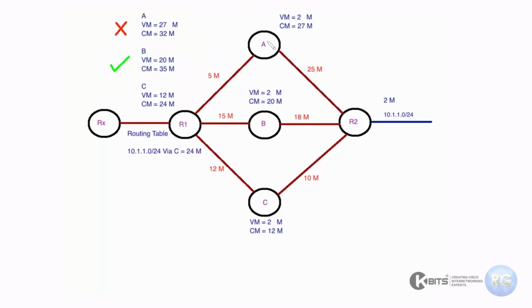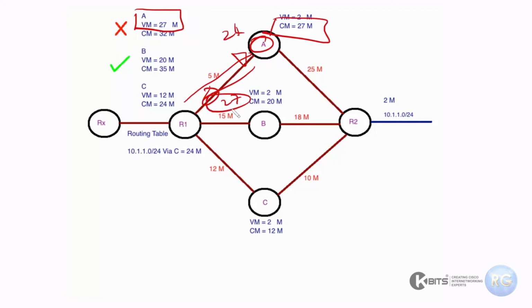The reason I'm saying that, let's take a look at A now. Is there a chance that A, whose vector metric is 27, that means his cost is 27? He might. I'm not saying he's doing it. Is there a chance that I send him 24 and he sends me my route back at 27? Is there a chance? Yes, there is a chance.